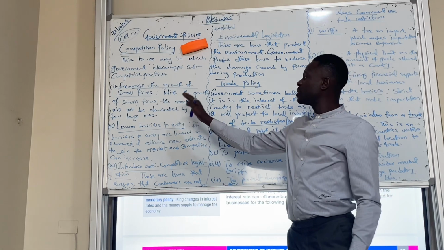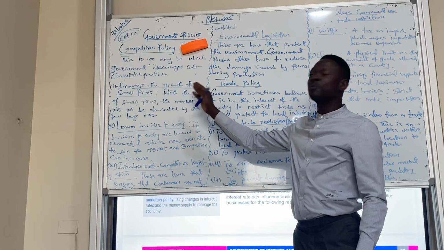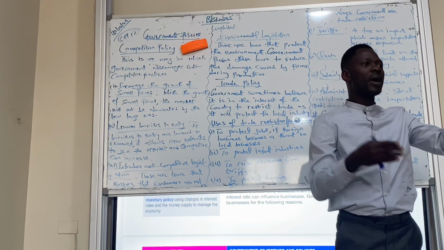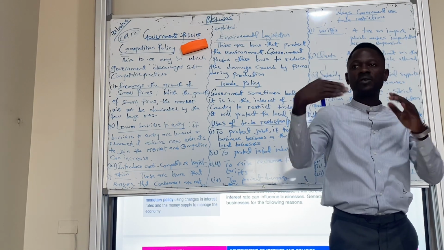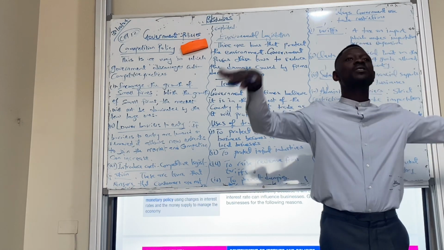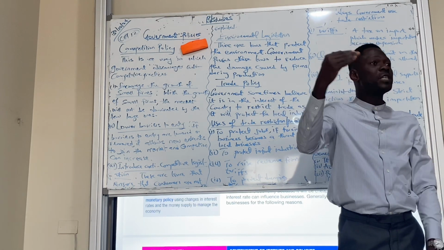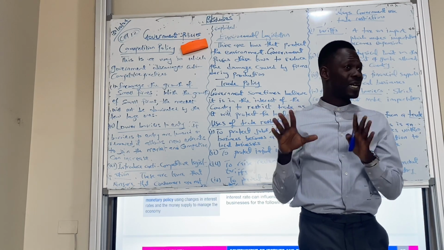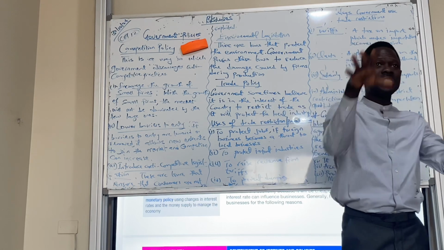So one of the ways in which government wants to do this is to encourage the growth of small firms. When small firms are able to grow in that market, it means the few large ones that are dominating will not be able to dominate. Then competition will start increasing. But when you have few large firms dominating the industry, it becomes an oligopoly. That's what it means. It's a market structure where few large firms dominate the industry.